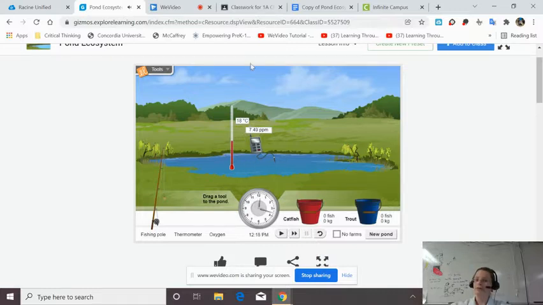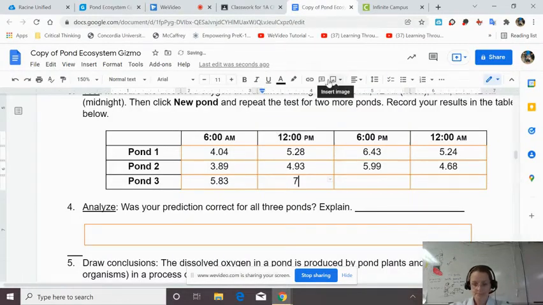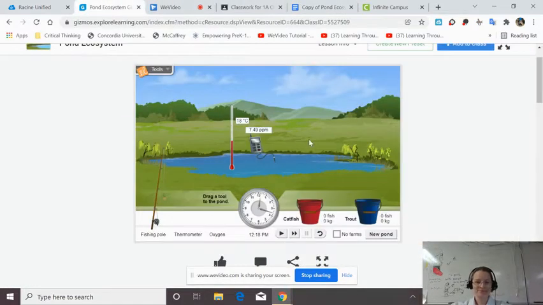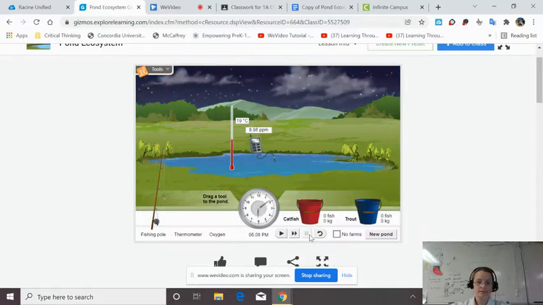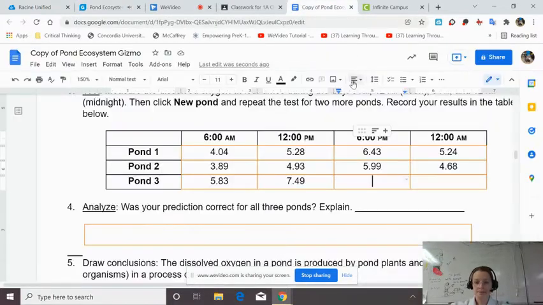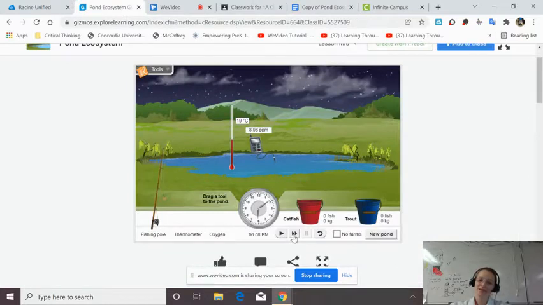There we go. 7.49. And let's do 6 p.m. 8.98. And then finally midnight. Fast forwarding again. I know this is like super interesting. I keep saying that. Here we go. 7.36.